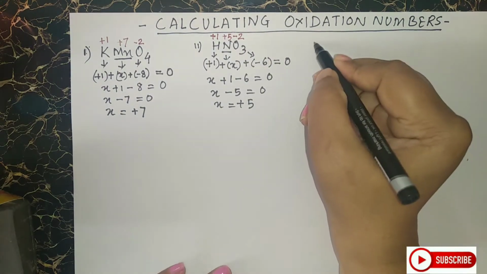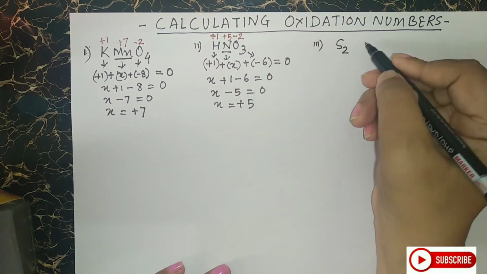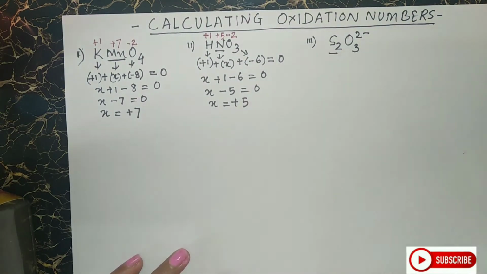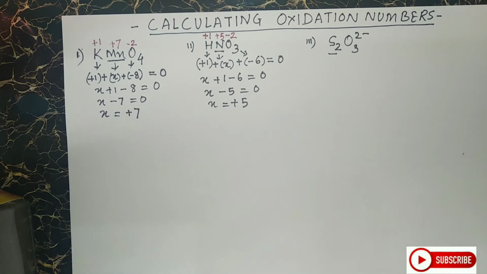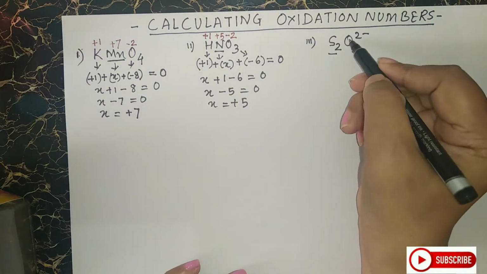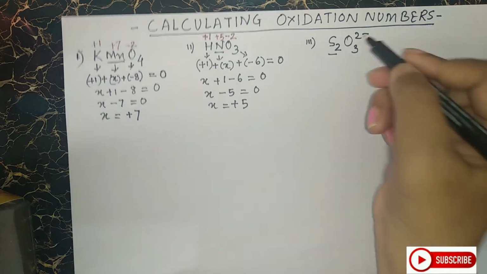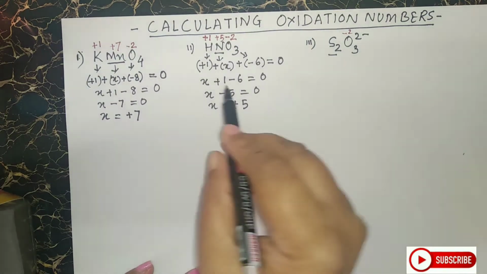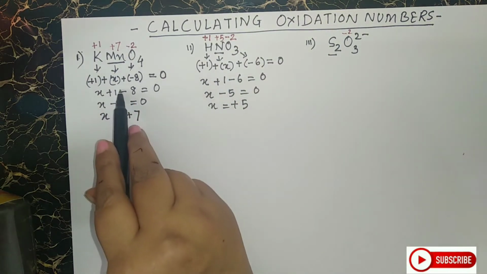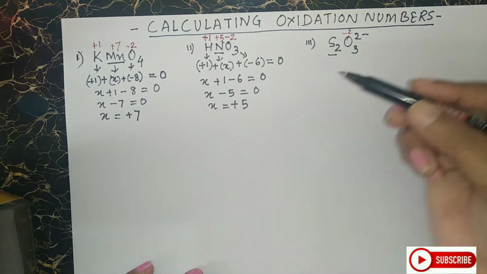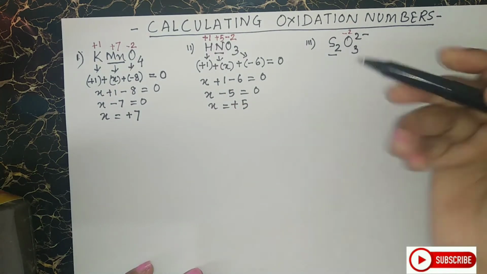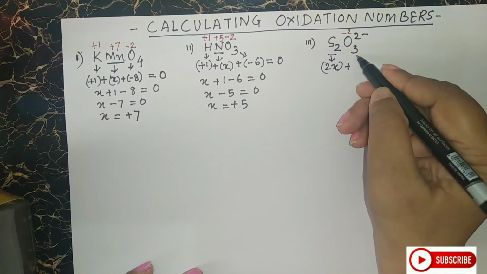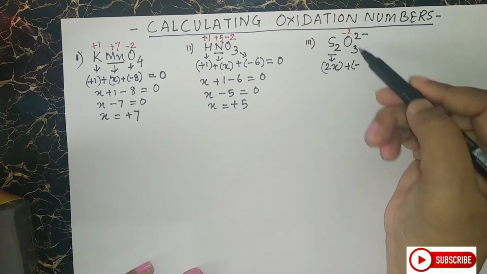Let us see the next molecule, and that is S2O3 2-. Here I am supposed to calculate the oxidation state of sulfur. Again I will assign the oxidation number for oxygen, because oxygen is again -2. Now students, this molecule is different. Here we marked nitrogen as X, manganese as X because they were only single atoms. But here there are 2 atoms of sulfur, so its contribution now will be 2X plus, for oxygen, -6.